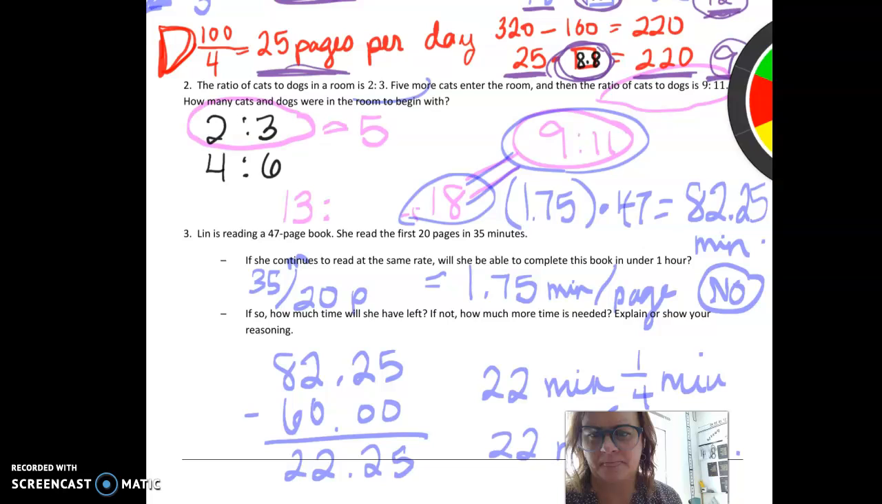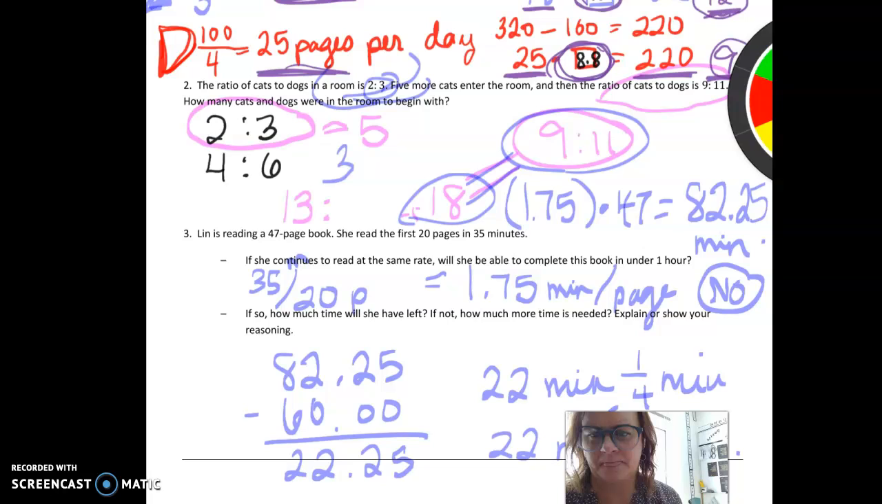Here's what we want to do. If the ratio is going to be 9 to 11, and they are only adding 5 cats to the mix, right? 5 more cats enter the room. No more dogs enter the room. And so we're gonna leave the ratio of dogs to whatever we have for cats at 3.